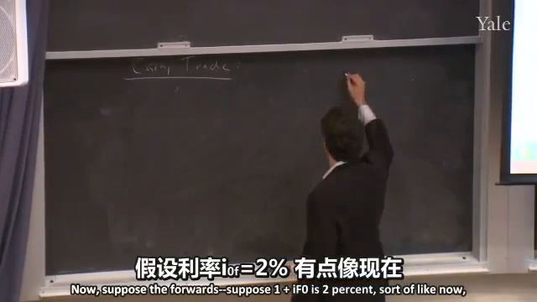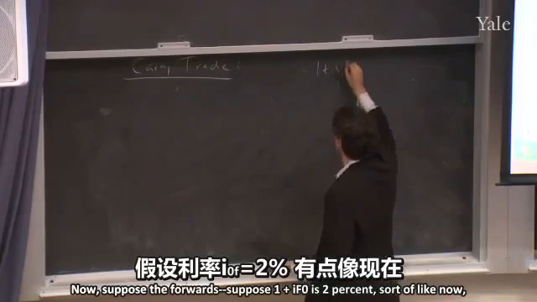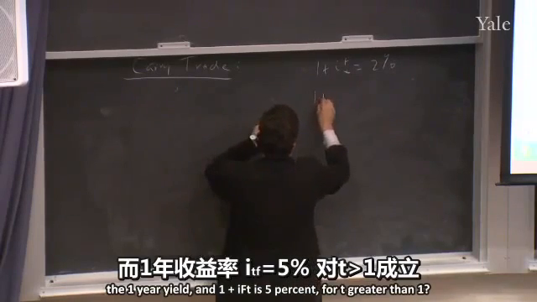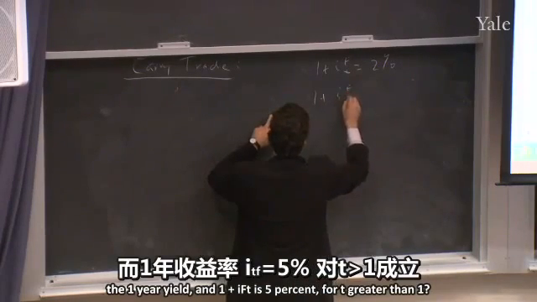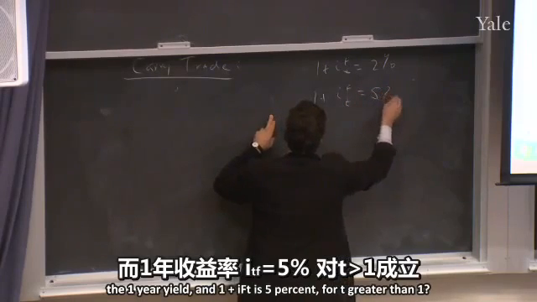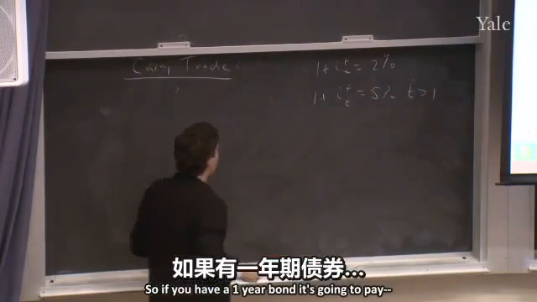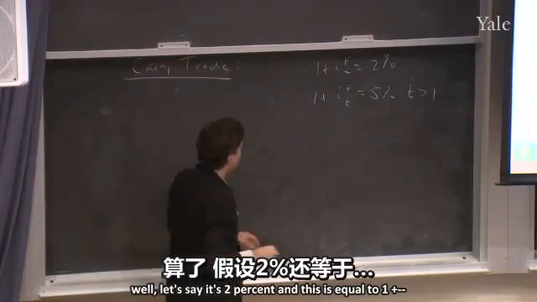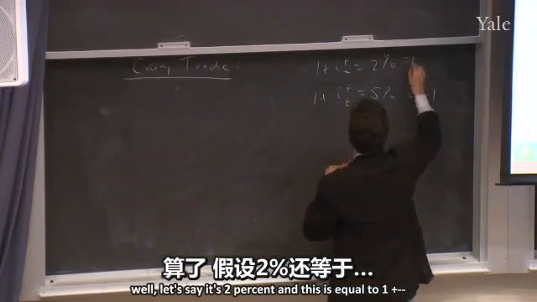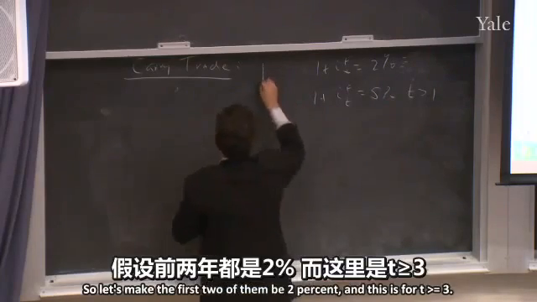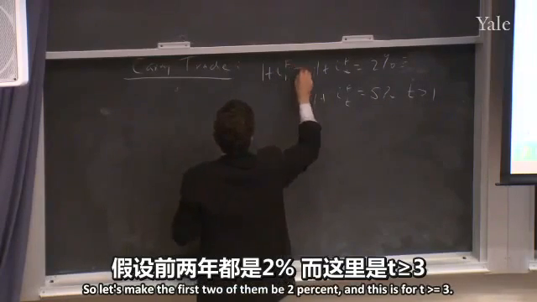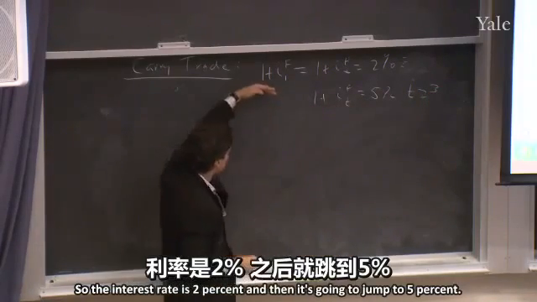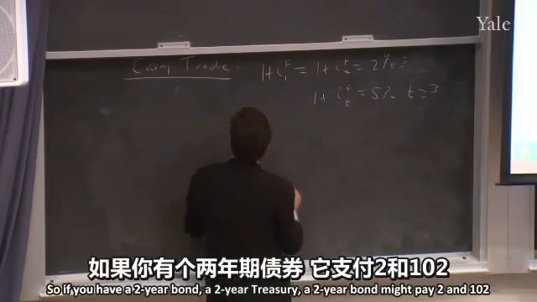Now suppose the forwards, suppose 1 plus f0 is 2%, like now, the 1-year yield, and 1 plus fT is 5% for t greater than 1. So if you have a 1-year bond, it's going to pay 2%. Let's make the first two of them be 2%, and this is for t greater than or equal to 3. So the interest rate is 2%, and then it's going to jump to 5%.